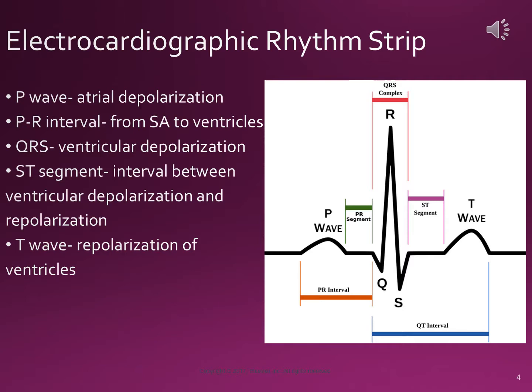Your ST segment then represents the interval between ventricular depolarization and repolarization. So that's right after the contraction. And then the T wave is repolarization of the ventricles. And so that's what you see as one cardiac cycle.